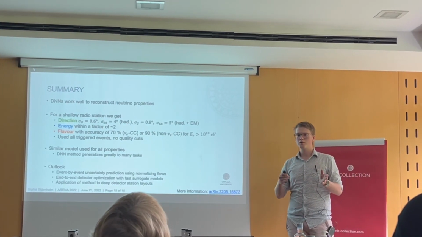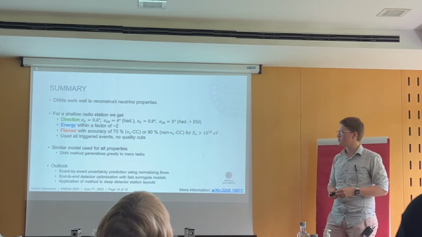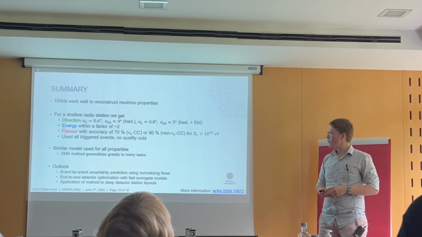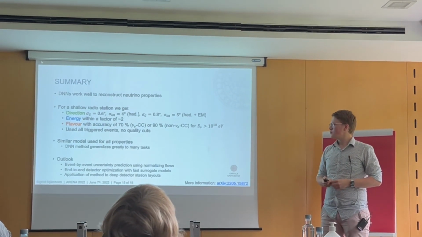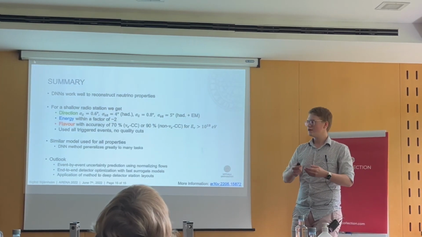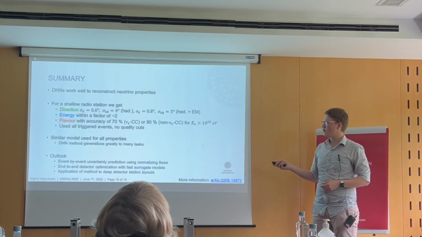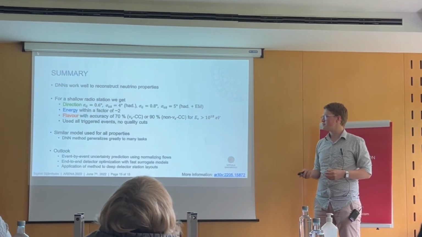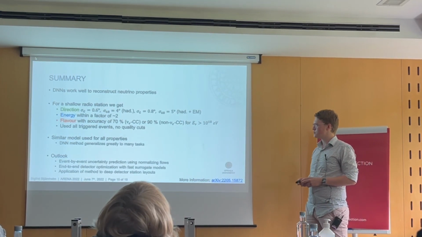And again, we only use the signal traces, no other information about the interaction vertex or interaction distance or anything else. So we don't even know the station layout. The data was generated using NuRadioMC, so that's where you put the station layout. We use a similar model for all of these properties, which shows that DNNs generalize greatly to many different tasks. And that's quite interesting as well.